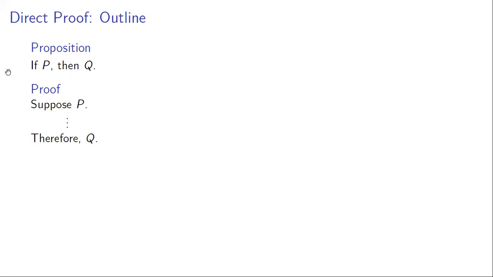Because what does if P then Q mean? It means that whenever P is true, that forces Q to be true, meaning P leads to Q, right? So how do we prove that? Well, we say, let's say I know that P is true. I will show that that leads to Q being true. So that's what we're going to do in a direct proof.